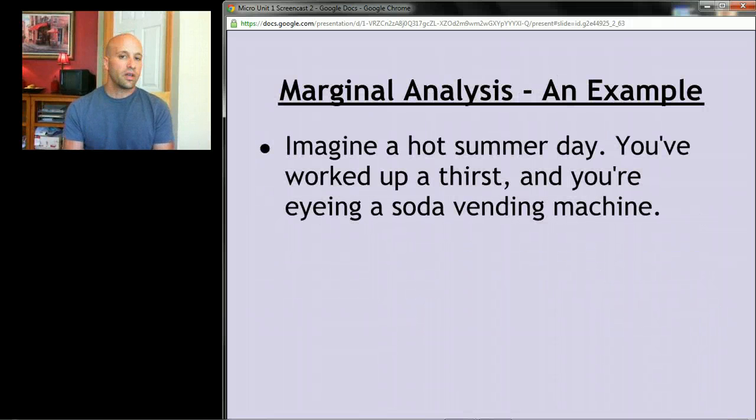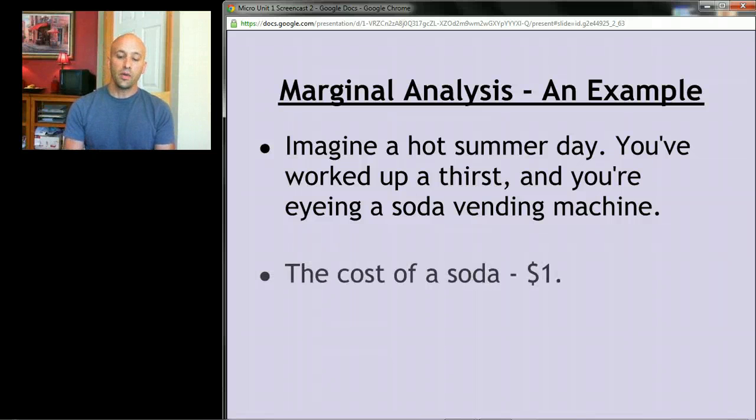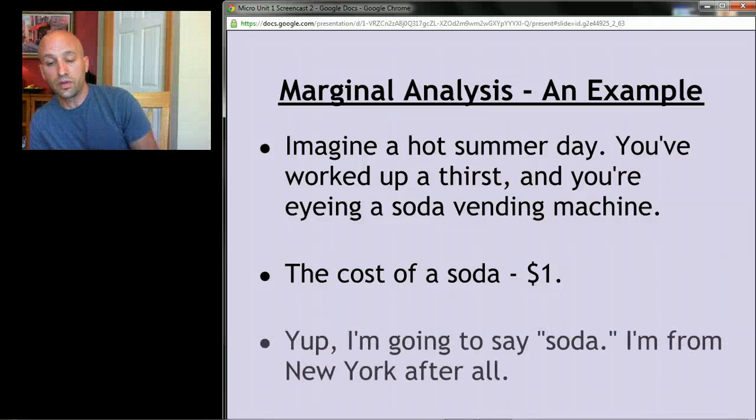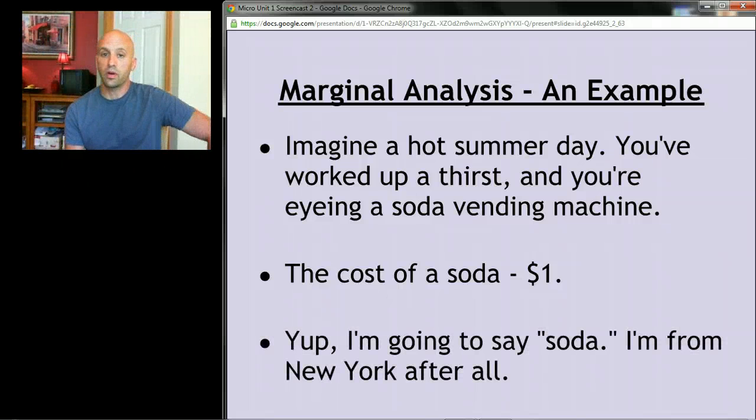I want you to imagine that it's a hot summer day and you've been exercising, you've worked up a thirst, and you see out of the corner of your eye this vending machine at the side of the field that you're exercising on. It's selling soda. Now, I should make this clear. I am going to use the word soda because I am originally from New York City, where we say soda. And let's say this soda costs $1 each. That's what it says on the vending machine.